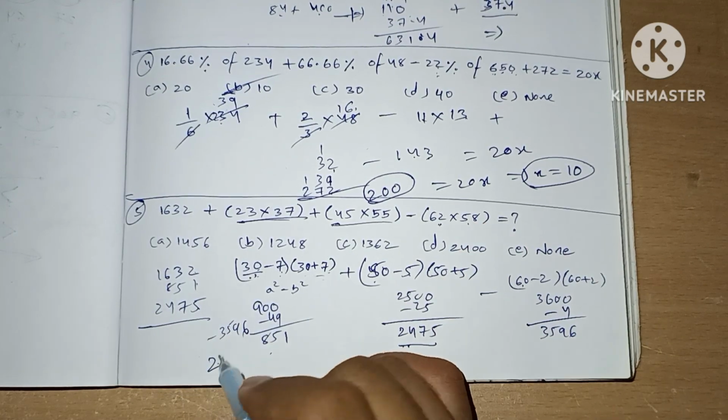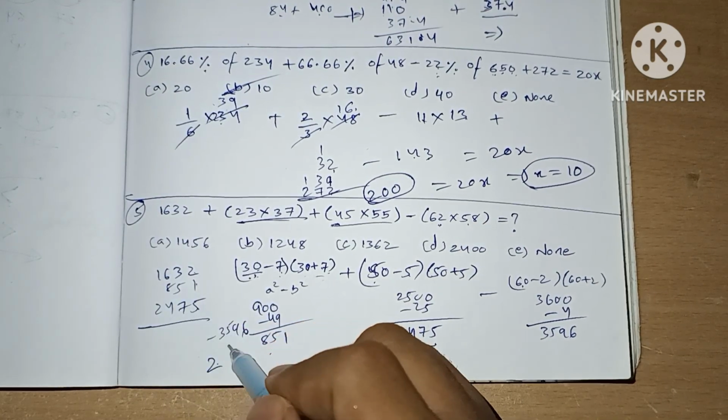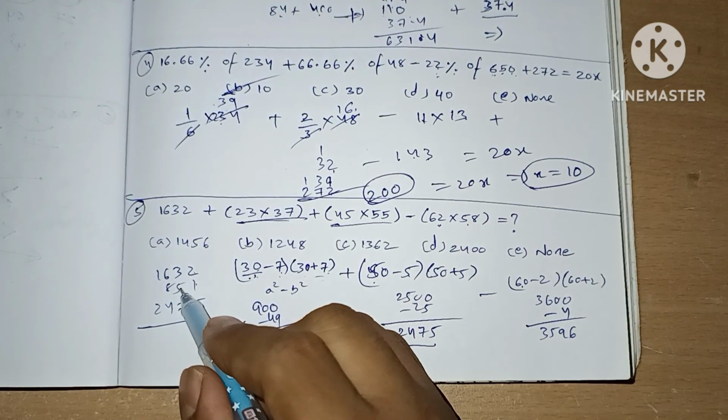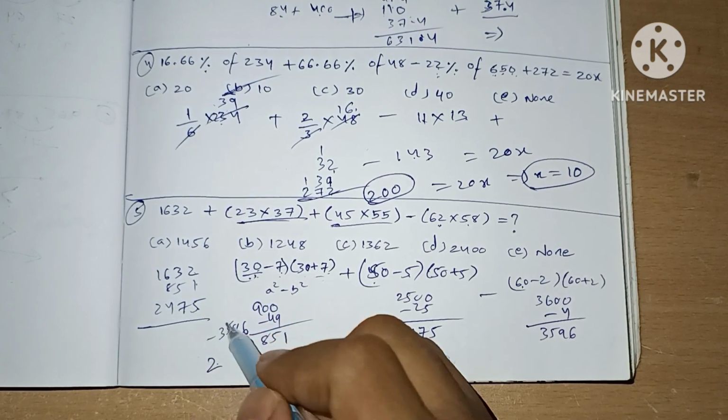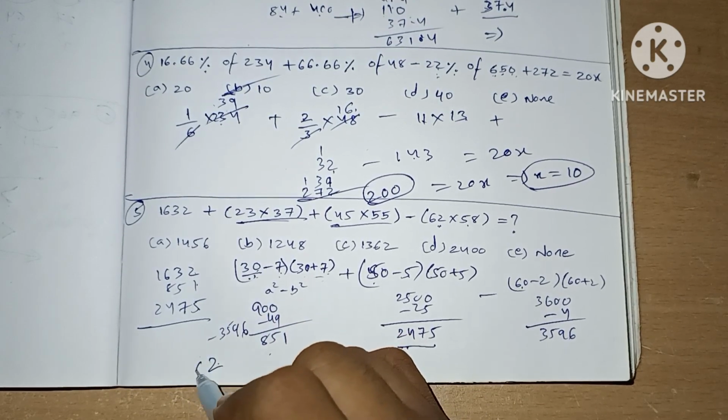Left with 2. Here we need to eliminate 9. 10 minus 9 will be 1. 1 plus 5 will be 6.